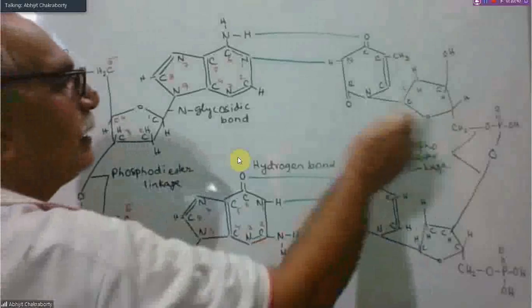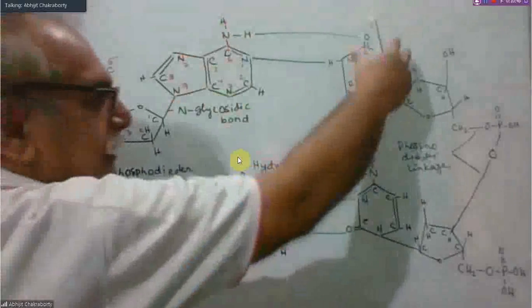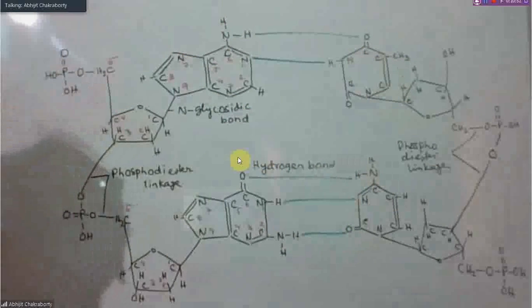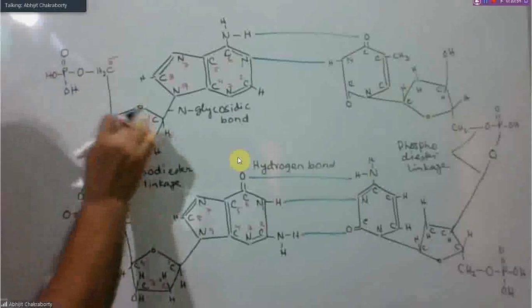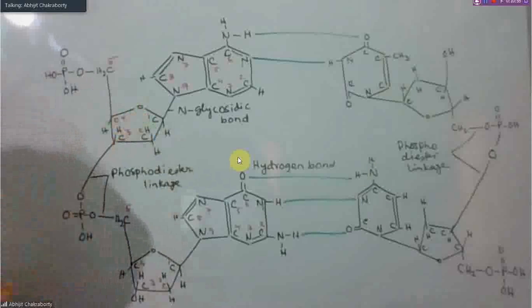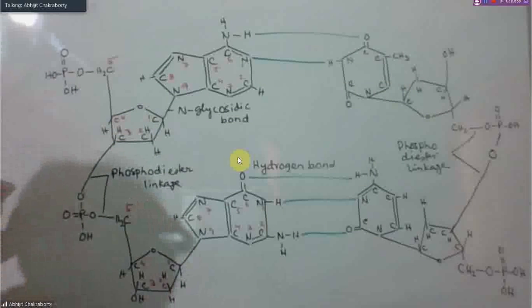Same thing happens in the other strand. This is the one strand of DNA, this is the other strand of DNA. And backbone is, this is the phosphate sugar. So you know the backbone of DNA is made of phosphate and sugar. Clear?